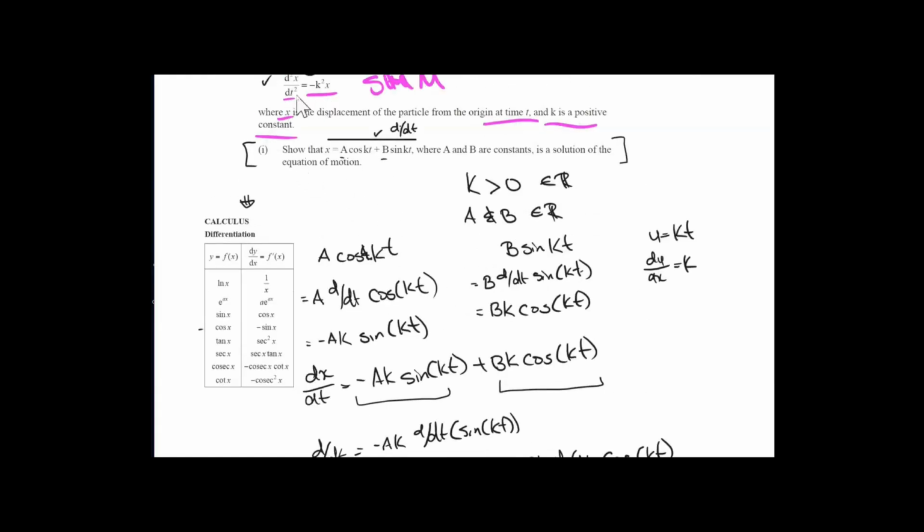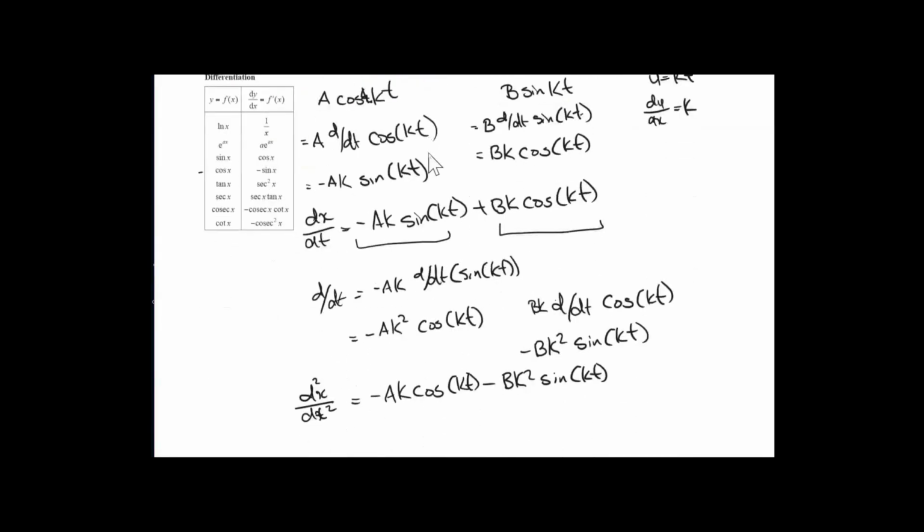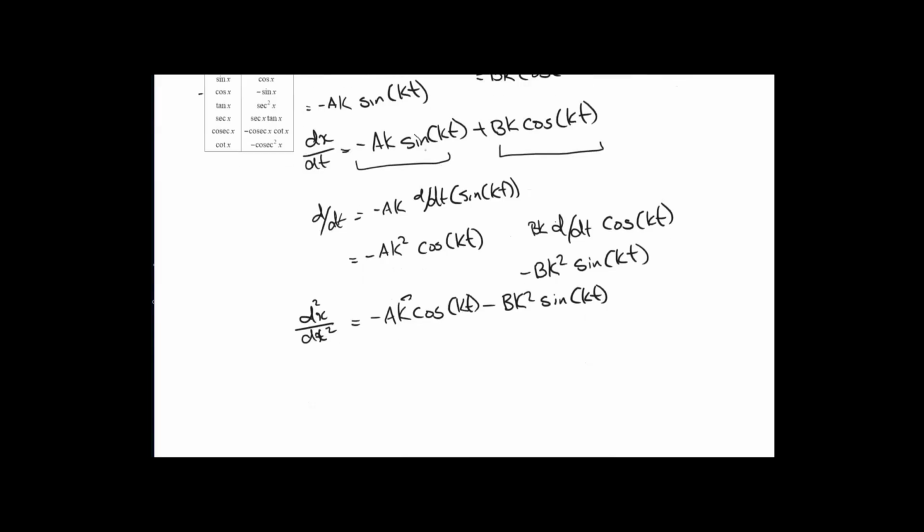Now let's go back to the original. What have we got? We've got this thing here, and we've also got this statement here. Can we factorize this? Well, we can. There is a common factor here, and it's minus k squared. So minus k squared, and then this is going to be a cosine of kt plus, because there's a minus k squared, plus b sine of kt.